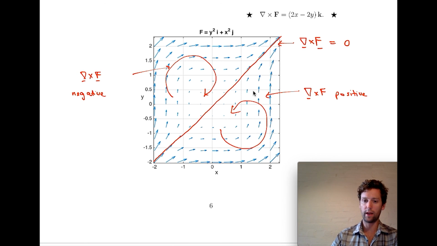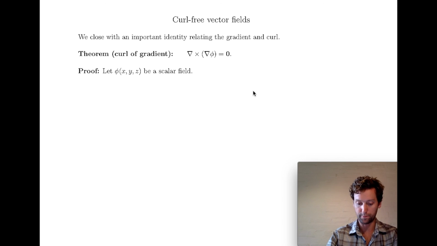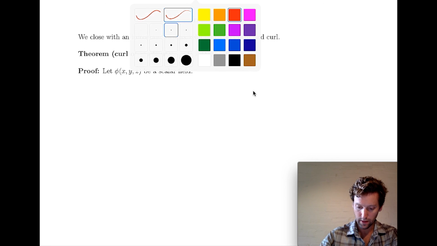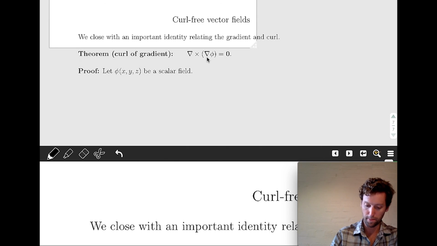We're going to conclude the lecture with an important vector identity that relates gradient and curl. The theorem states that the curl of any gradient of a scalar field is equal to 0. That is, if I have any scalar field phi and calculate its gradient, then the curl of that gradient will always be 0, no matter what phi is. So let's prove that and then talk about the implications of that theorem.